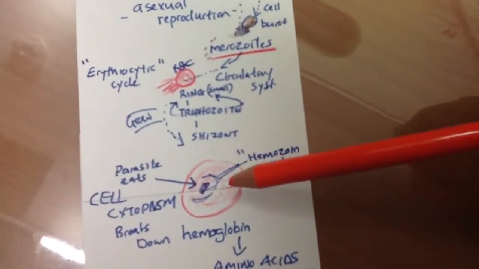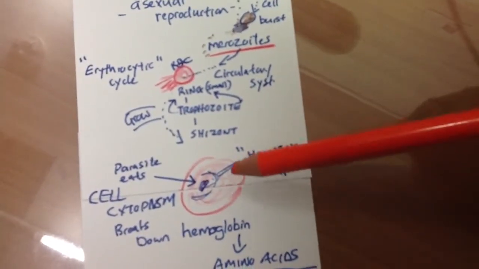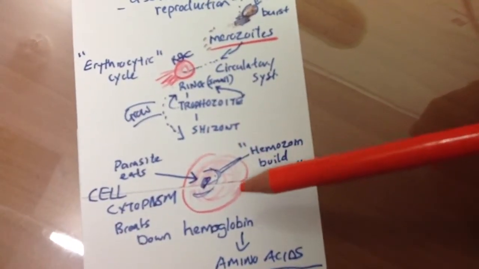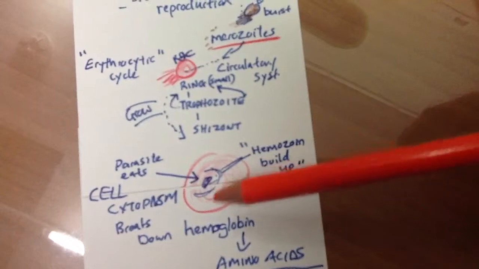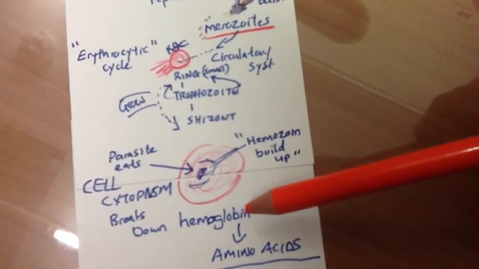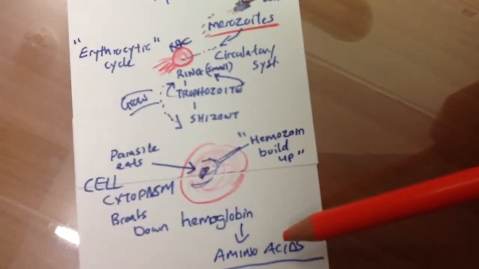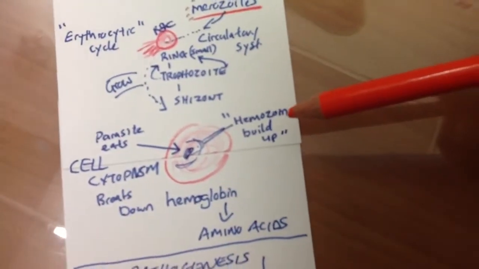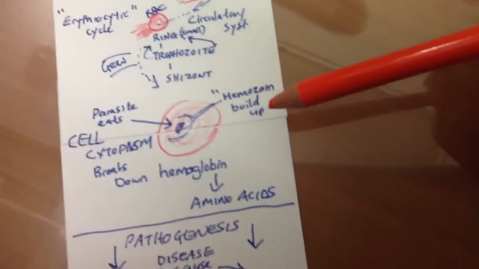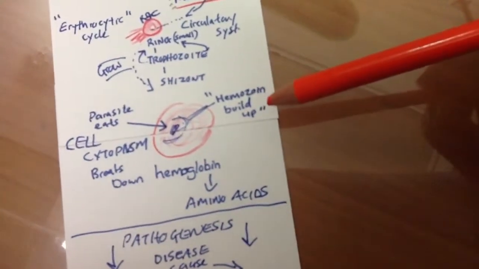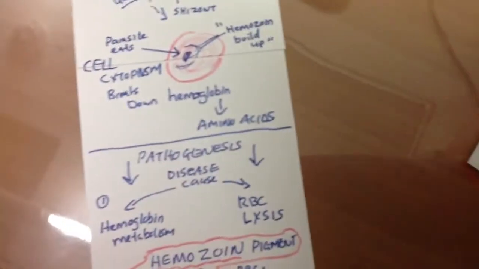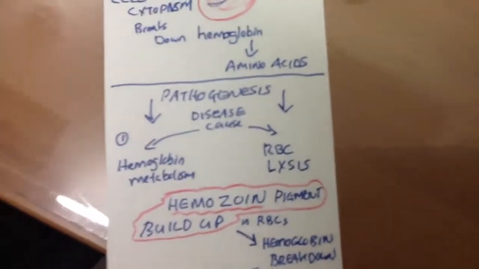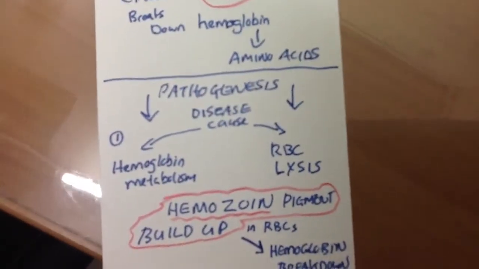and let's take a look and see what happens within the cell cytoplasm. What's happening is that this parasite is eating the cytoplasm, which breaks down the hemoglobin into amino acids, and there is a hemozoin buildup. So let's take a closer look. Hemozoin buildup.